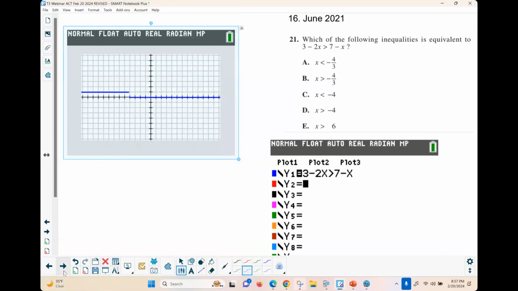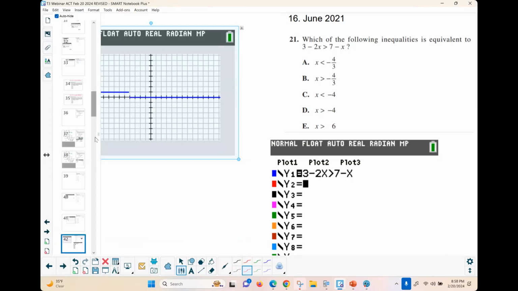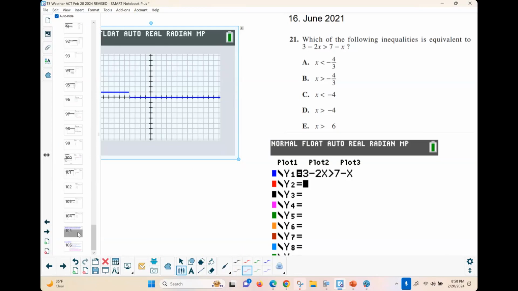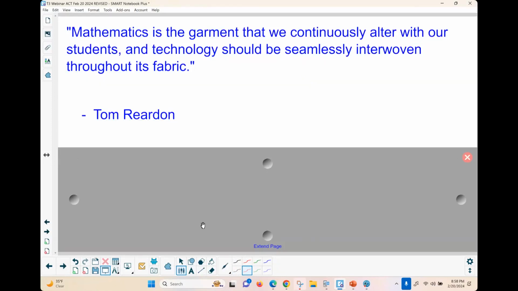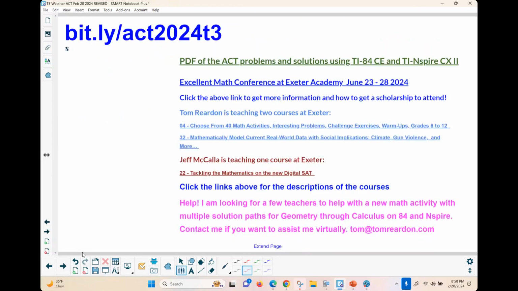All right. So let me finish this up here. Sorry, Mike. We're going to go over a minute a little bit, if that's okay. So my last quote: mathematics is the garment that we continuously alter with our students, and technology should be seamlessly interwoven throughout its fabric. And who said that? Oh, yeah, that was me. So the website has the PDF of the solutions. So if you go there and click on this, you get all the problems and all the solutions as you saw them. They're there.